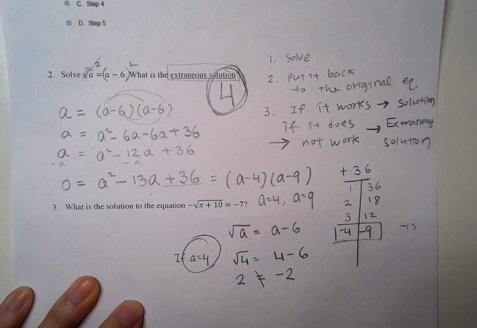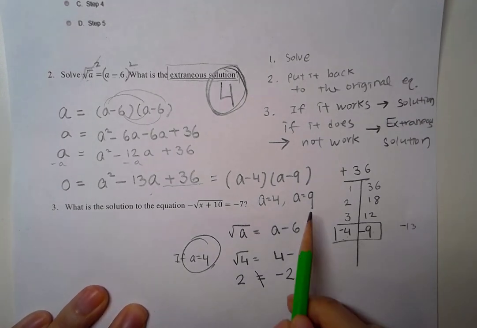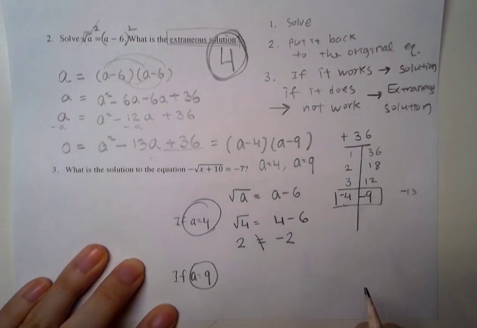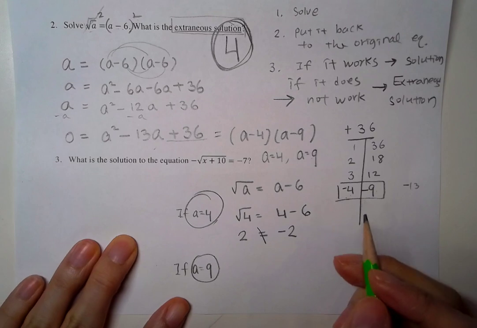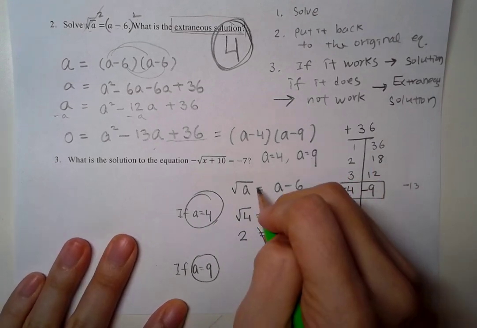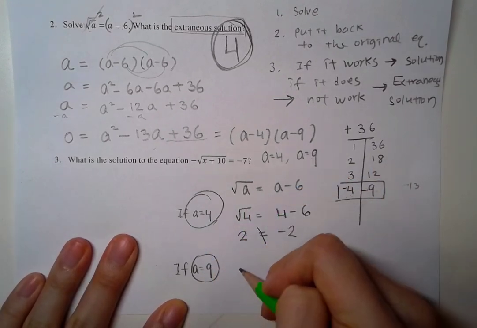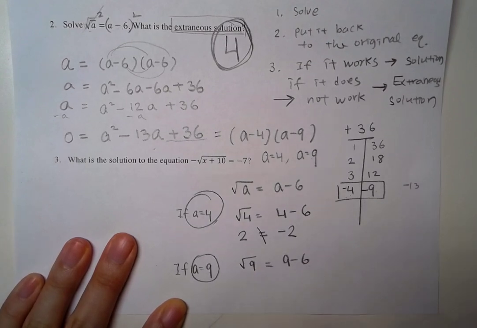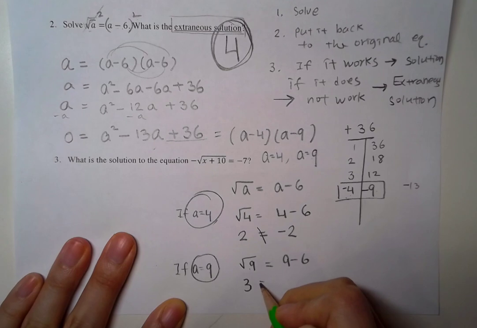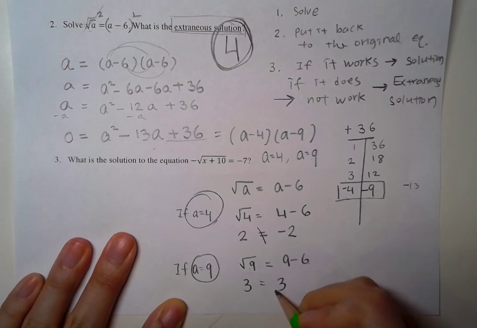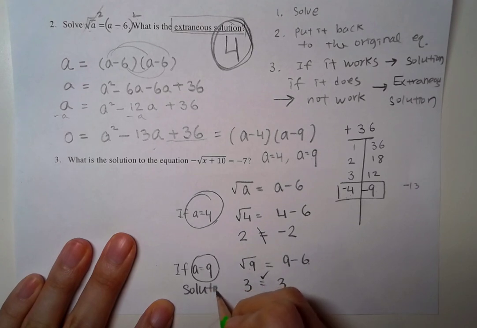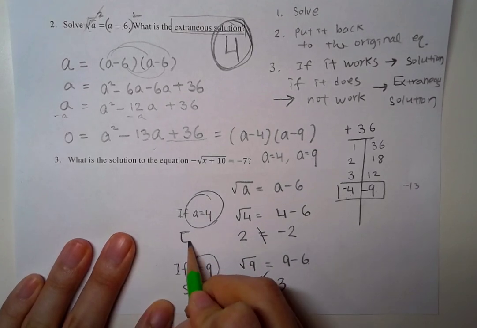4 is the answer. And I'm going to check the other number too, 9. So let me check 9. If a is 9, sometimes both of them don't work, then you have no solution. So no solution will be the answer sometimes, all right? If I put 9 into a, then you get square root of 9 equals 9 minus 6. Square root of 9 is 3. 9 minus 6 is 3. So this is yes. That's my solution. And that's my extraneous solution.